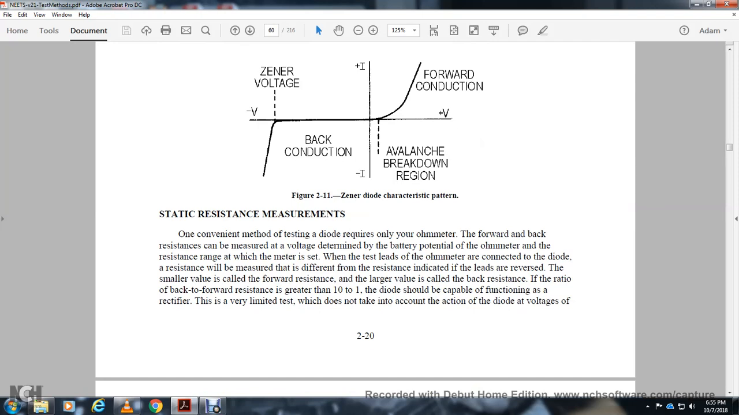One of the convenient methods of testing a diode requires only the ohmmeter. With the forward bias and the resistance range of the meter, the test leads of the ohmmeter are connected to the diode, and the resistance is measured. The difference in resistance indicates the leads' forward and reverse readings.